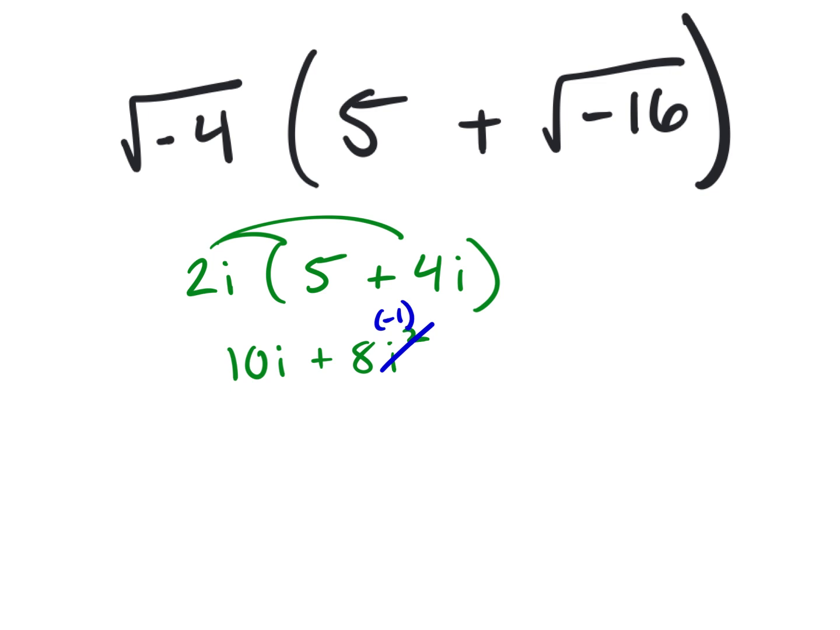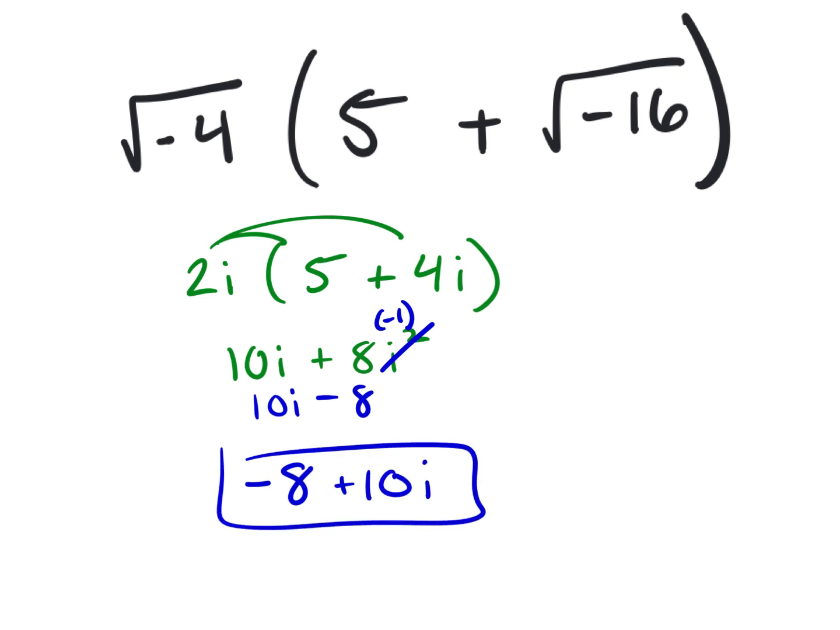Change the i squared to negative 1. So this ends up being negative 8. Could we say 10i minus 8? No, why not? It's not in standard form. We got to put the real part first. Negative 8 plus 10i. So that would be our answer.